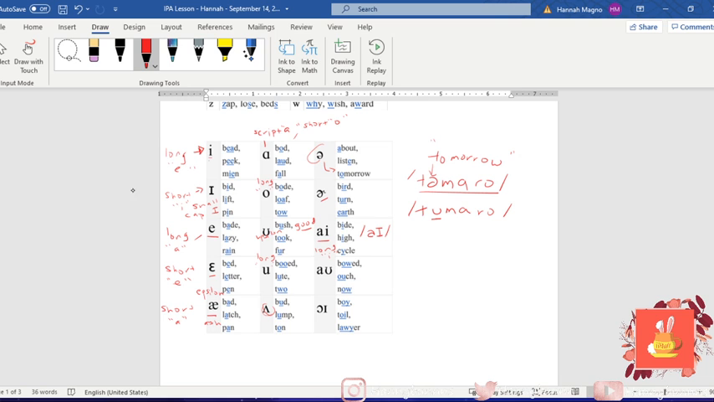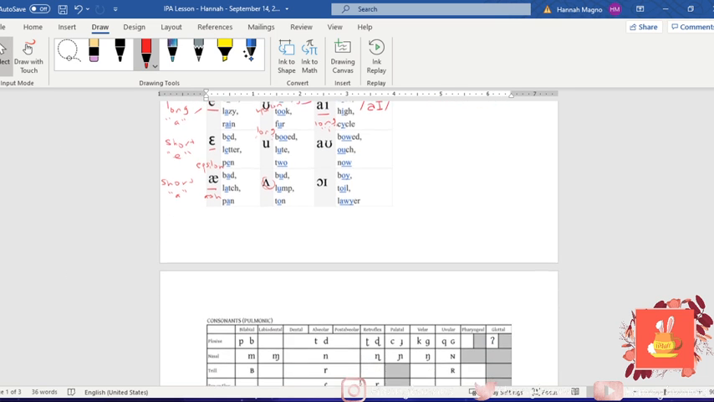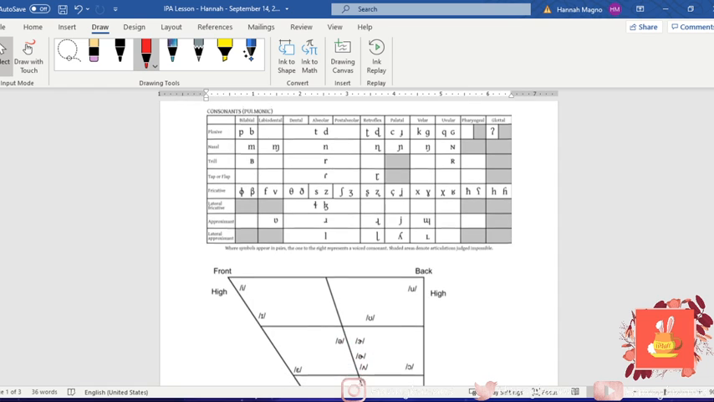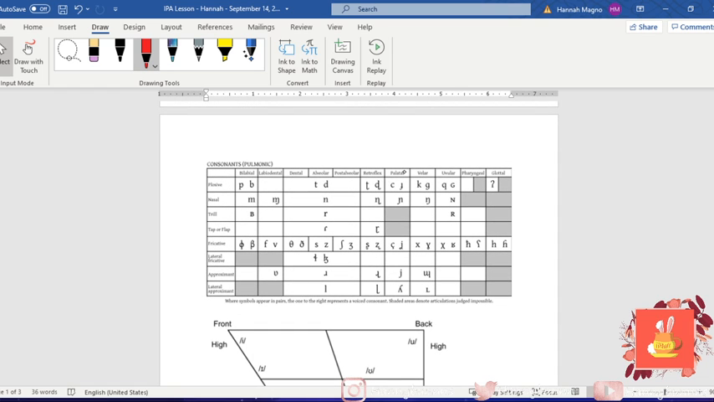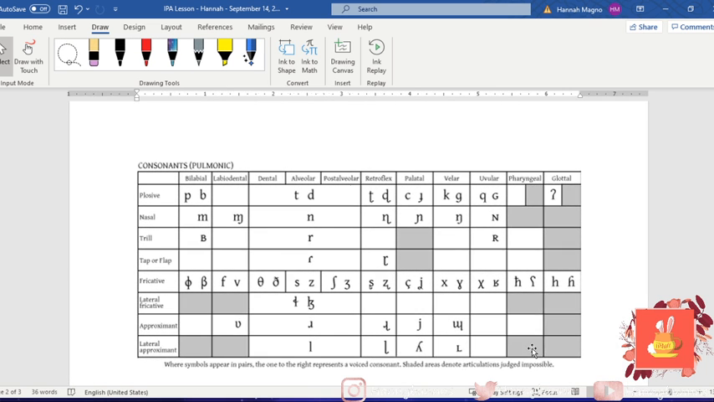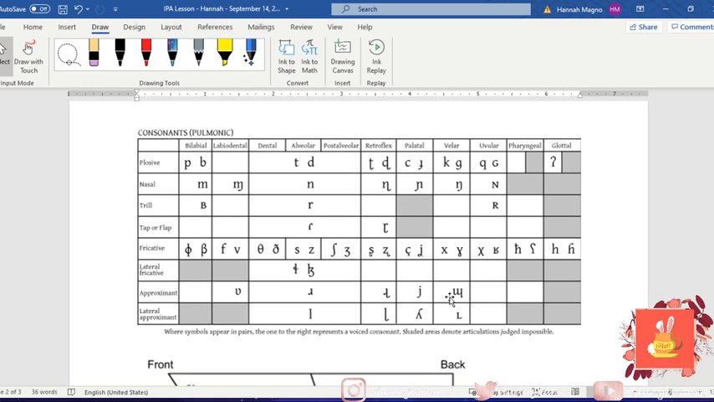Okay, so moving on to the next part. We're now visiting the table here. This is going to be a little bit confusing for you since I know you're new to this. So let me go ahead and zoom in. This is the consonant pulmonic, the IPA version. So every sound here that you see present is available from different parts of the world.